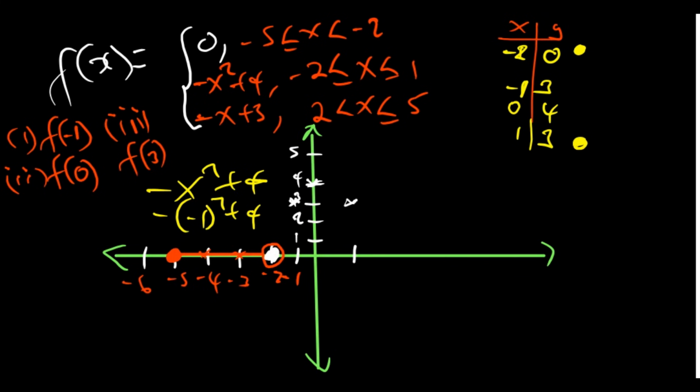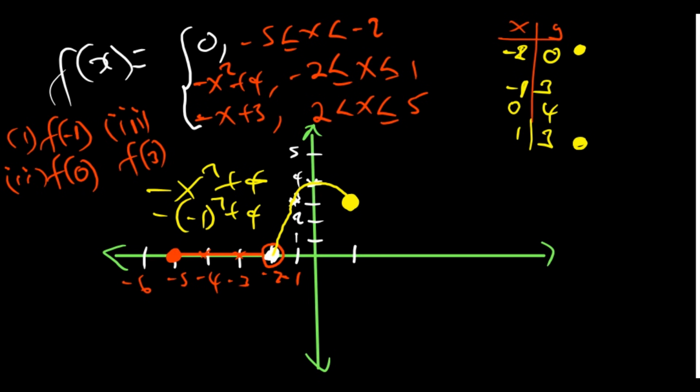So it is starting from here, okay. Let me use a different color. It is starting from this point all the way there, then here, but the last point is also included, so I need to shade it. So that is the second part.